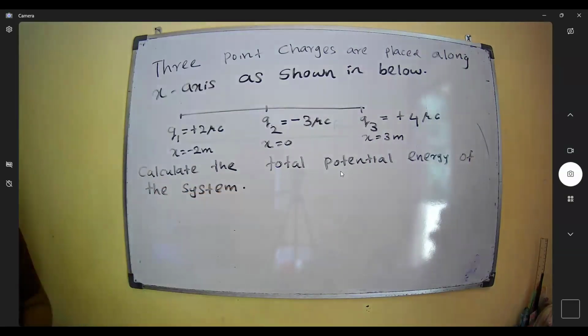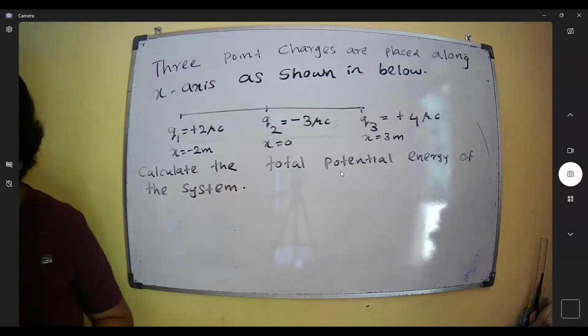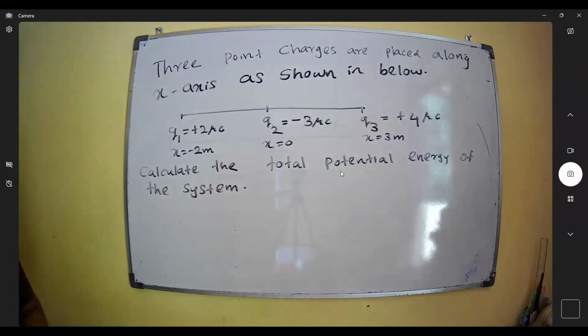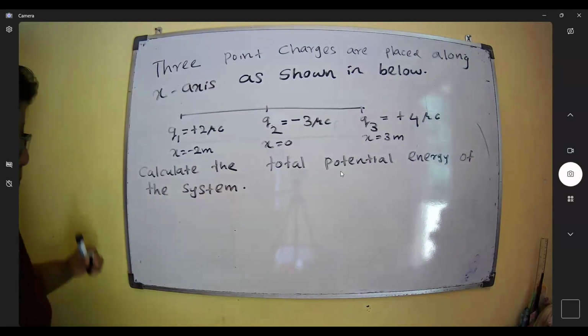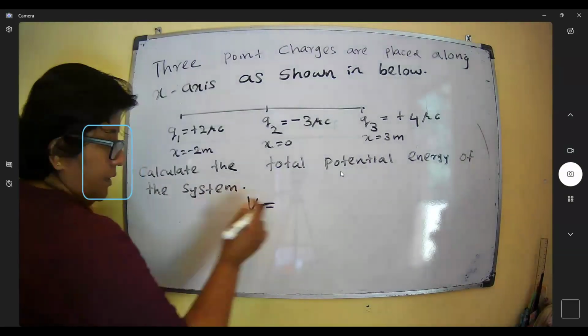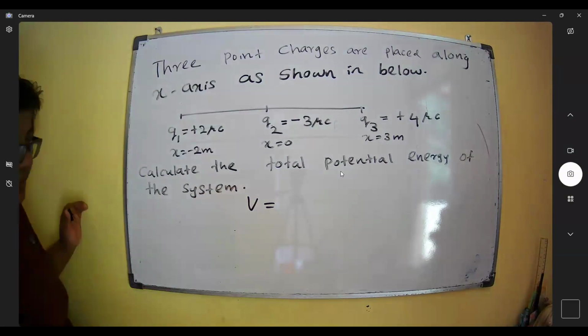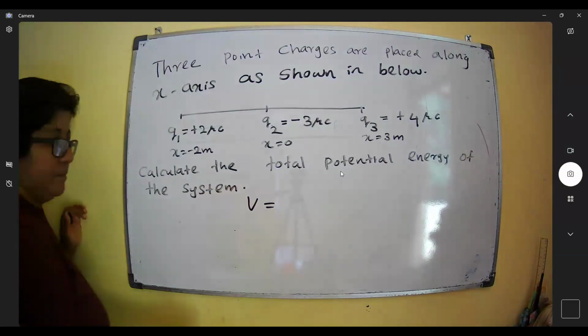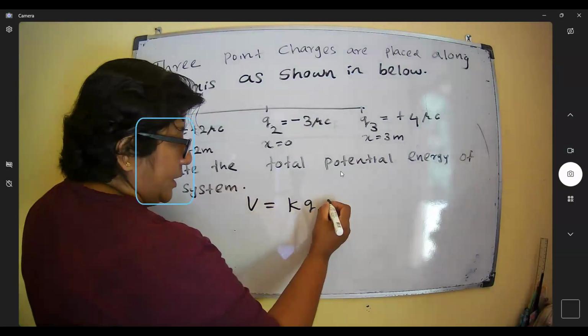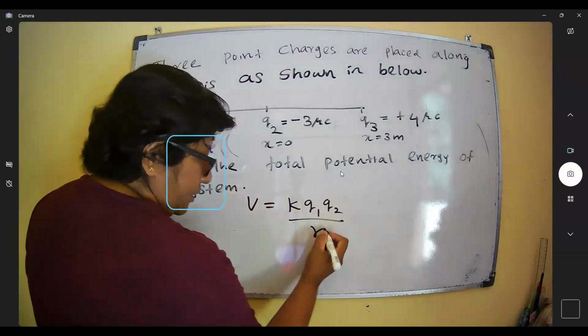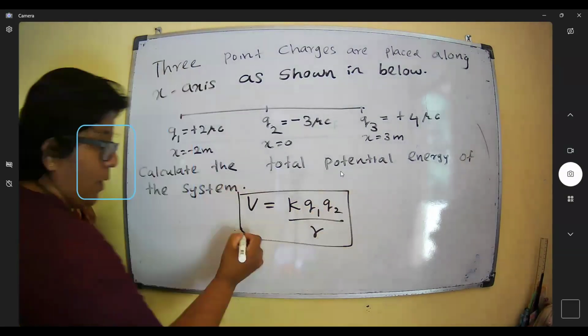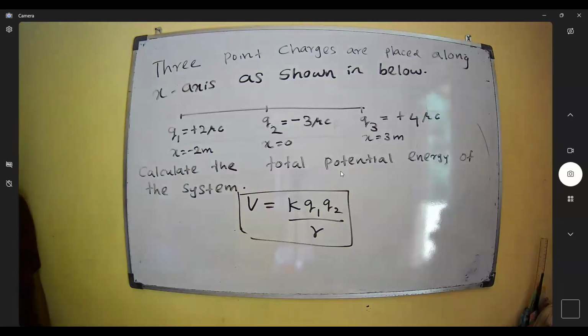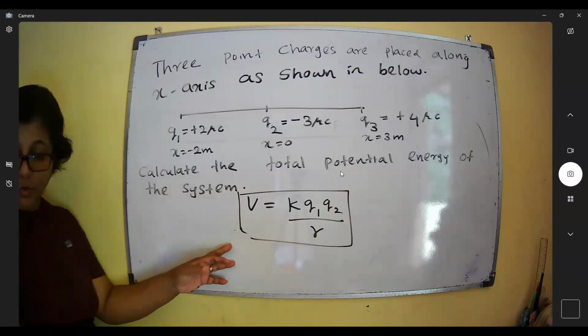Calculate the total potential energy of the system. Then what is the equation for potential energy? If there are two charges in the system, V is equal to K Q1 Q2 over R. Due to Q1 and Q2, we can find the potential energy.